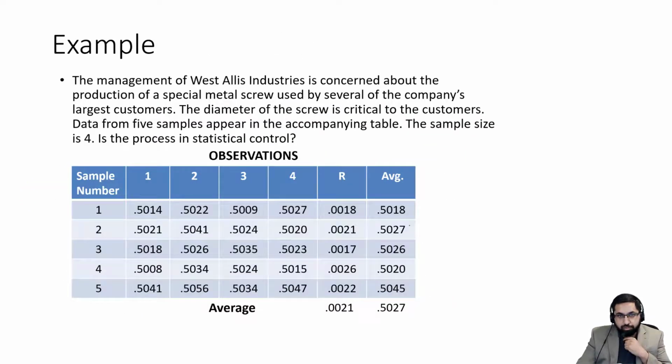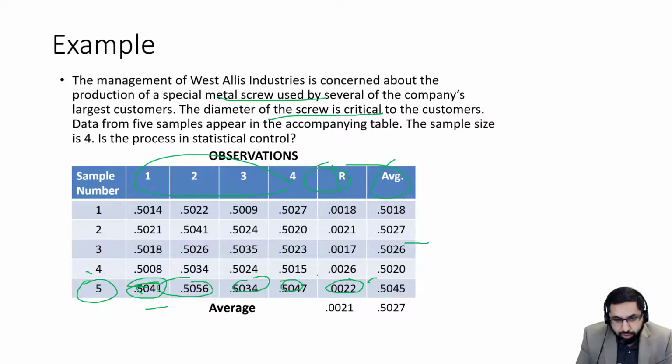Let's do an example of an X bar R chart. So we are the management of West Ellis Industries. We're producing a special metal screw, and the diameter of the screw is critical. So we have data from 5 samples. For each sample, we give the sample number. We give the first value, second value, third value, fourth value. And then we are giving the range and the average, although we didn't have to. You can always compute the range from the sample values as well as the average.